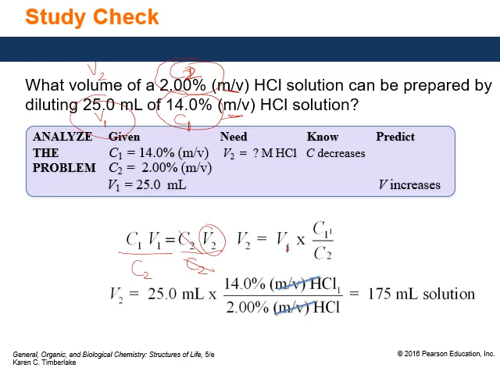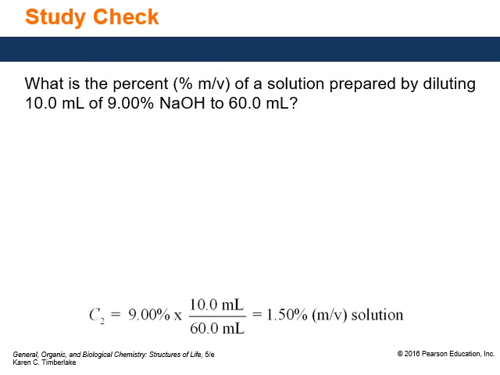Now you simply plug in the values. V1 was 25 times C1 was 14 divided by 2. Percent mass over volume will get cancelled. We are left with 25 times 14 over 2, which would give you 175 ml. Again, number of sig figs 3, 3, 3. So final answer is 3. Right. One more practice question.